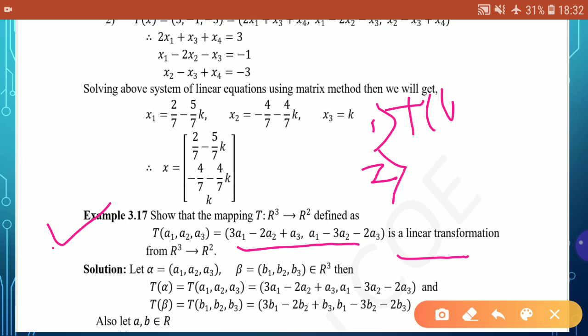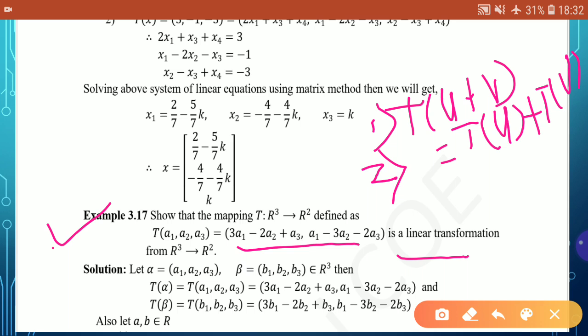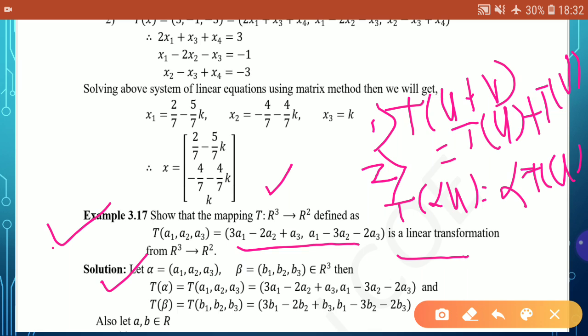First condition: T of u plus v equals T of u plus T of v for any two vectors u and v belonging to this vector space, which is R3 here. And T of alpha times u equals alpha times T of u for all u belonging to R3. So these two conditions we need to verify. For that purpose, we have considered alpha equal to (a1, a2, a3) and beta equal to (b1, b2, b3), instead of u and v, which are members of this vector space V.